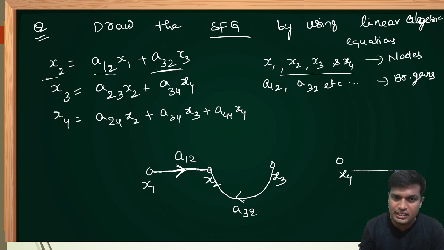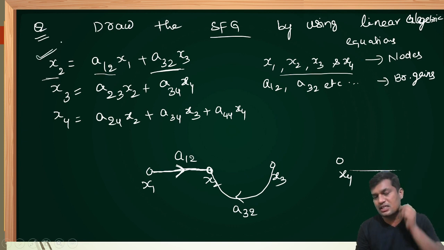This is also called path gain or transmittance, which is always unidirectional. Now, dear friends, if you see here, a node is nothing but the sum of incoming signals to it. Now tell me, to node x2 how many signals are incoming? Two signals: one is a1 to x1 plus a3 to x3. Nothing but the first equation we got. I hope node is clear to everybody.